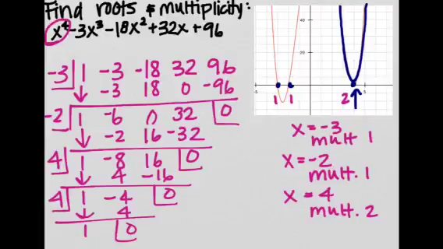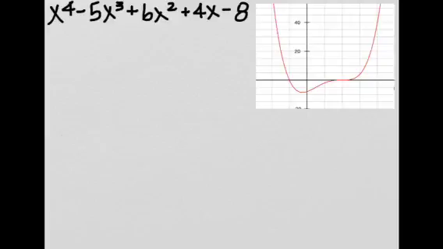So let's take a look at one more example. Okay, here we have x to the 4th minus 5x cubed plus 6x squared plus 4x minus 8. So again, we have a 4th degree polynomial, so we are expecting 4 roots. If I graph this, I get something that looks like the picture over here off to the right, and I can see that I have a root at this point at -1, and also a root at 2.